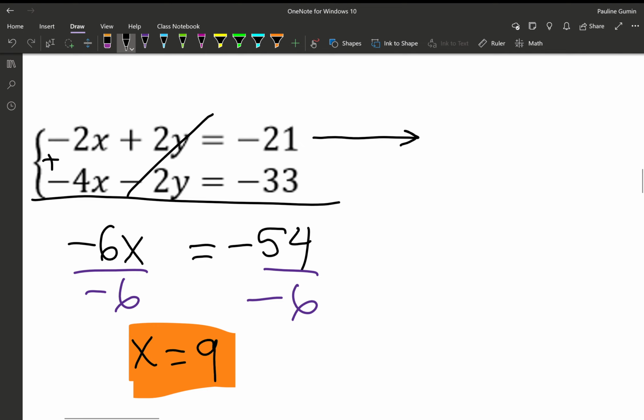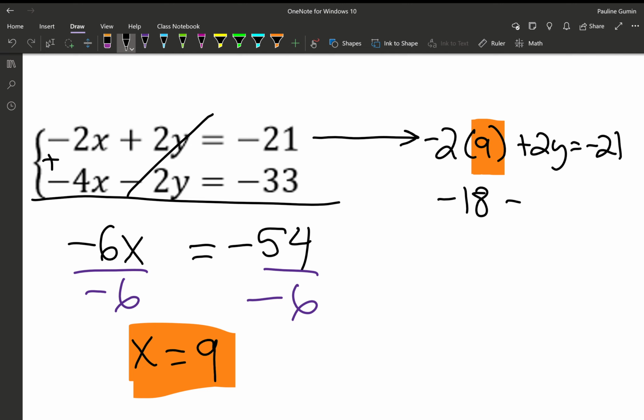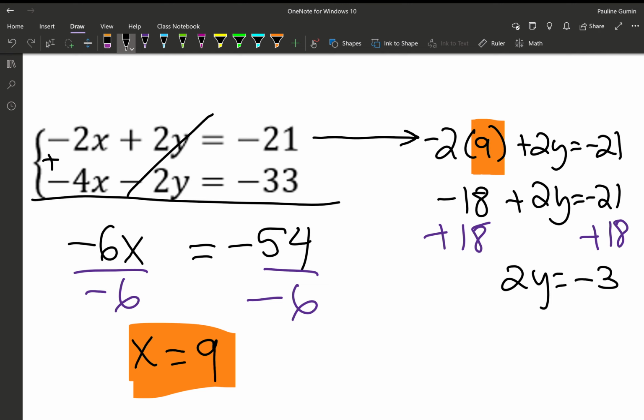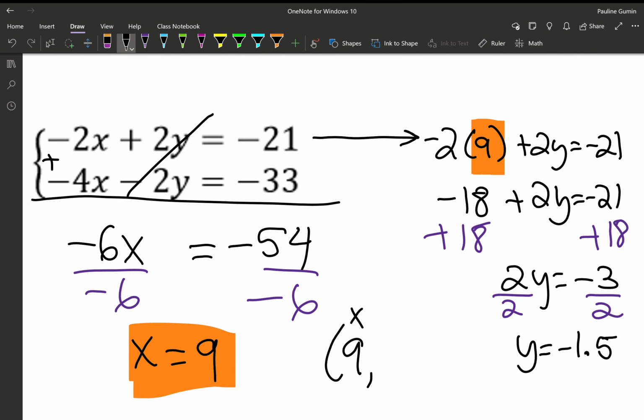So instead of negative 2x, I'm going to have negative 2 times 9 plus 2y equals negative 21. Negative 2 times 9 is negative 18. I'm going to add 18 to both sides. So now I have 2y equals negative 3. And we're going to finish with division. y equals negative 1.5. Our last step, make sure to write down the x, comma, y as a coordinate because it is a system of linear equations.